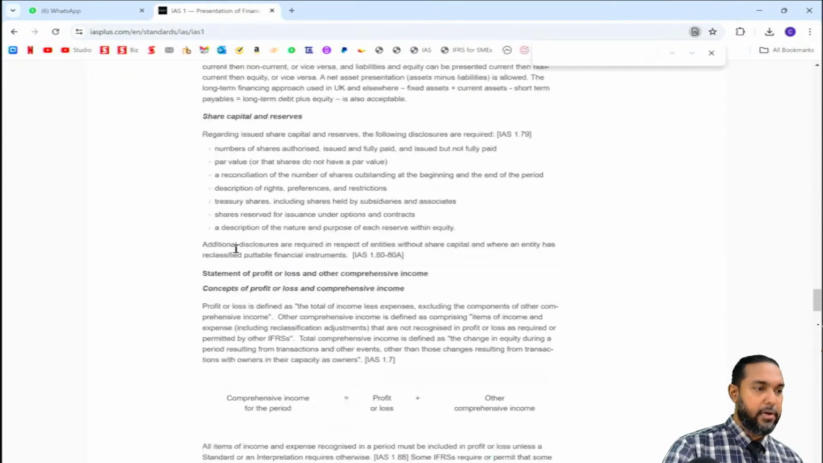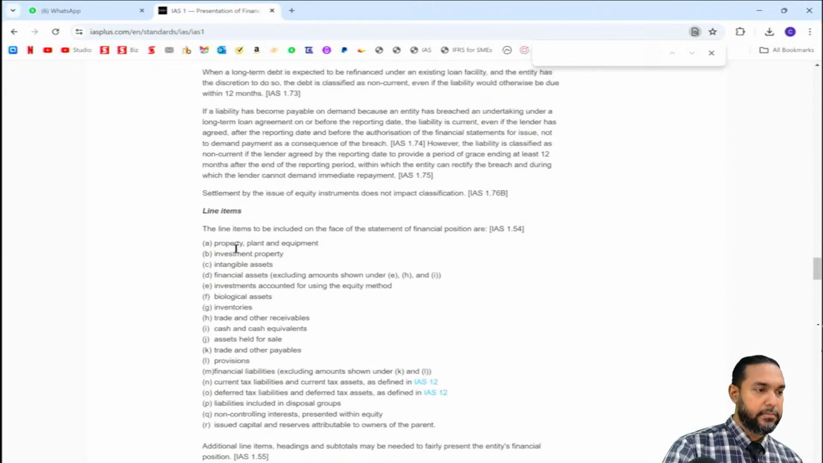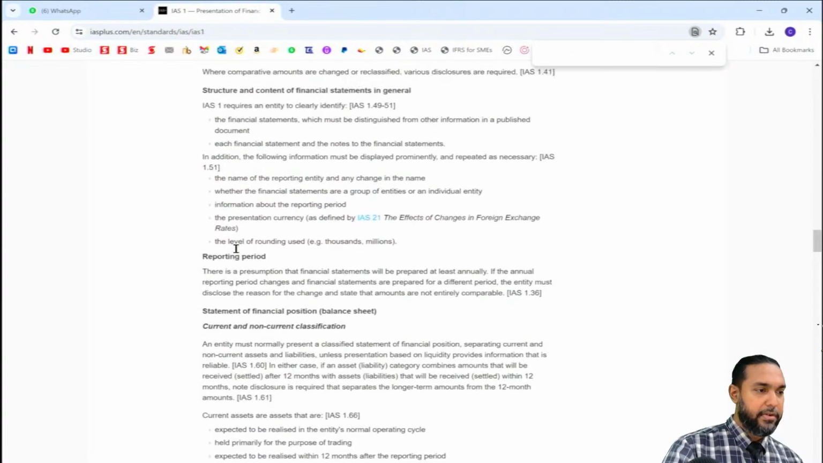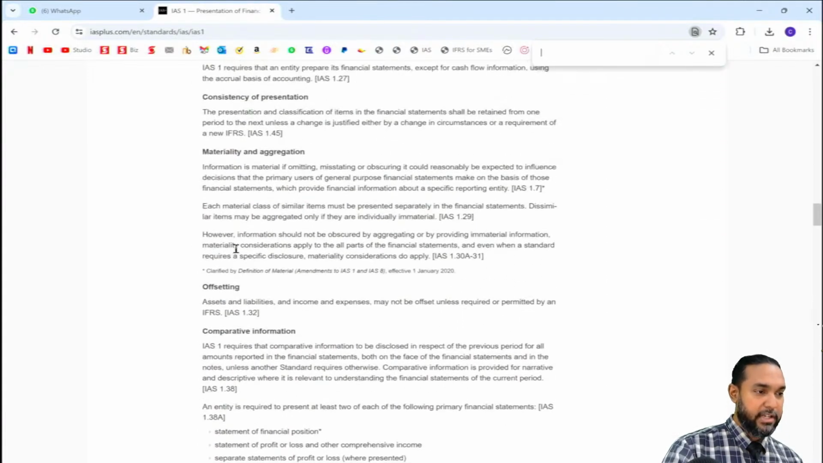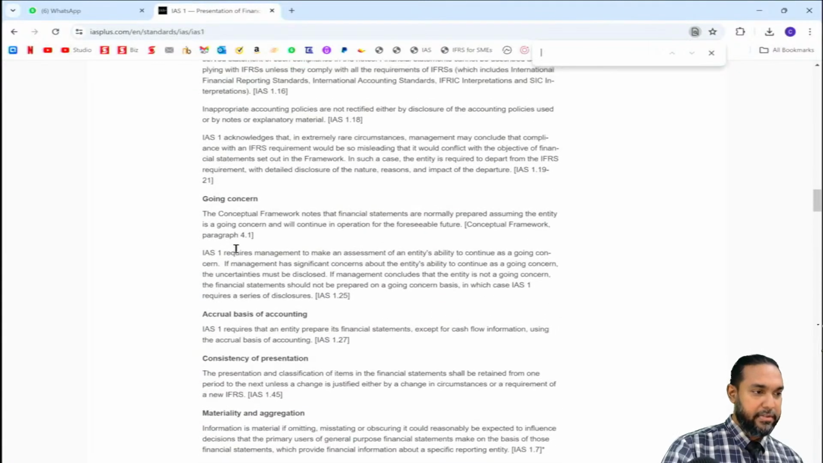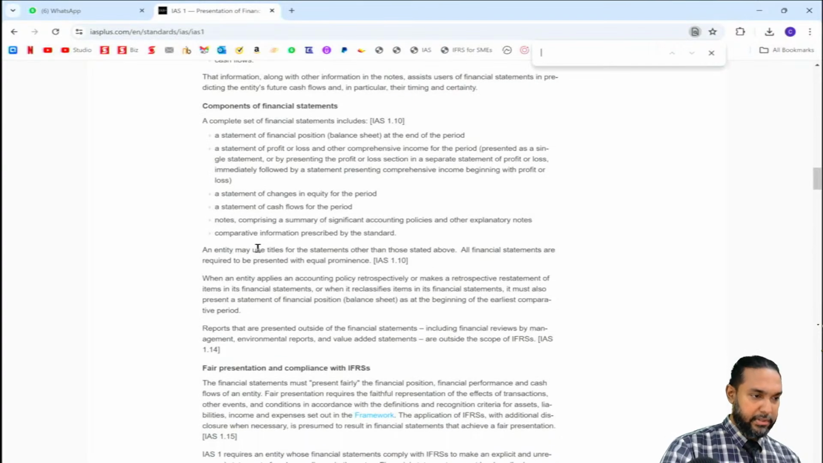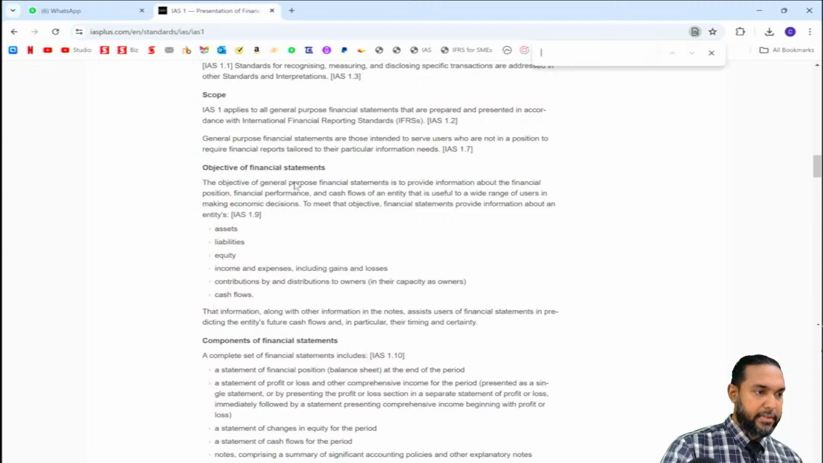Oh, that's that one there. Oh, hold on, where are we going? Sorry, just give me one second. Every time I look for it, it's always there, and now, of course, I can't find it now that I want to find it. Going concern, fair, components, objectives, scope.